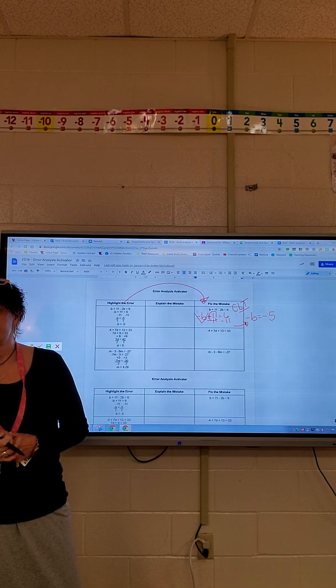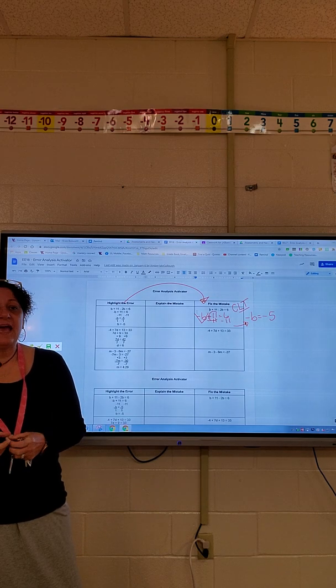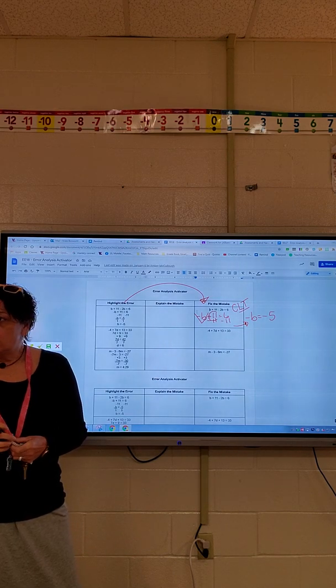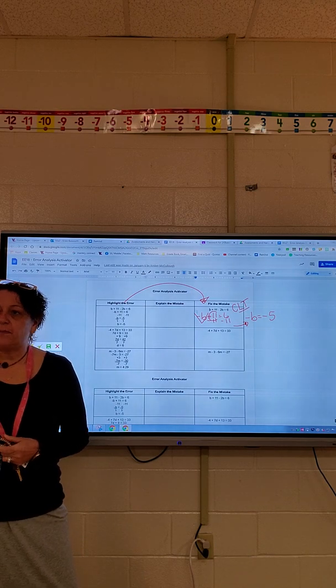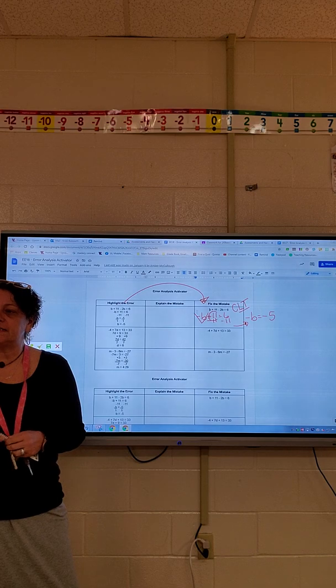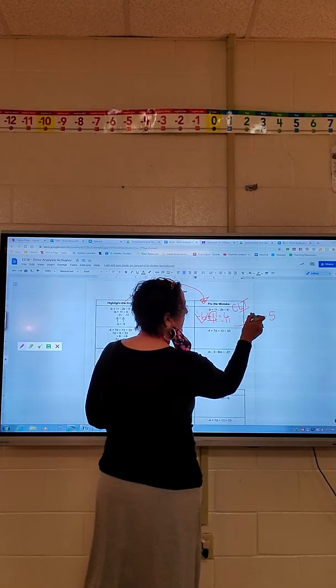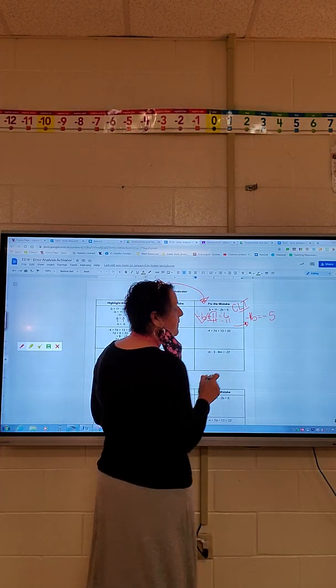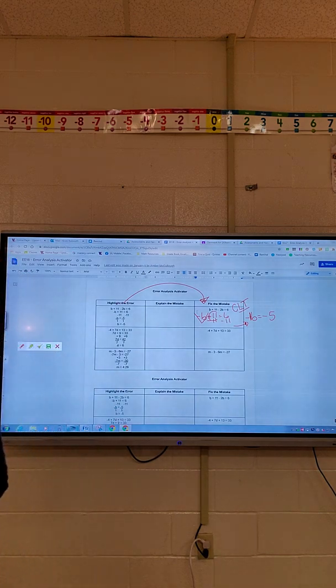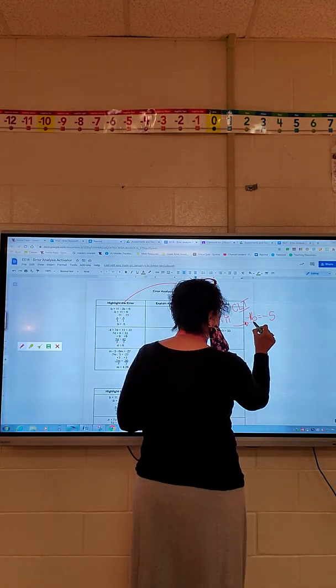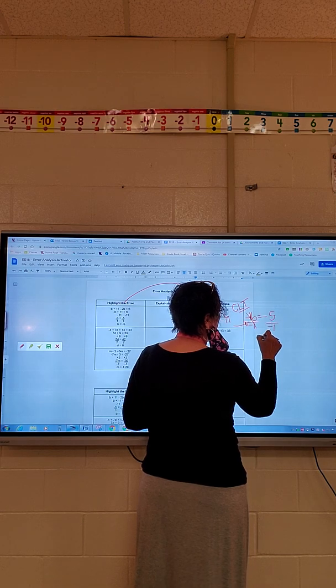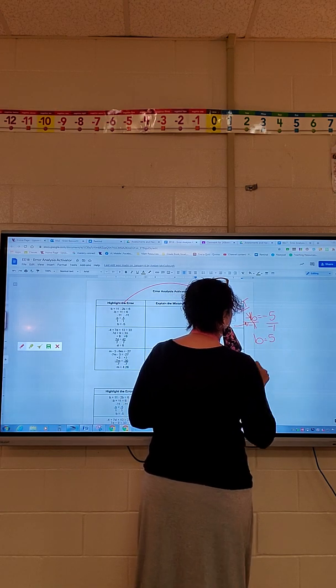Why? I have to have a positive variable at the end. I can't have negative b. So what am I going to do? What have I got to do to fix that? What's being done right here? What operation's being done? There's a what? Multiplication. -1 is being multiplied by b, right? So what's the inverse of -1 being multiplied? We're going to divide both sides by -1. And b equals a +5.